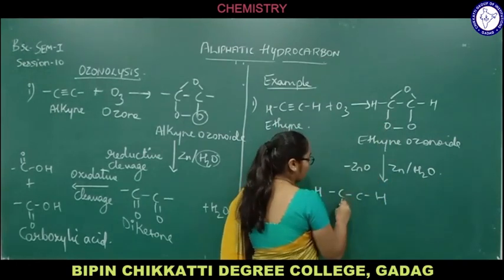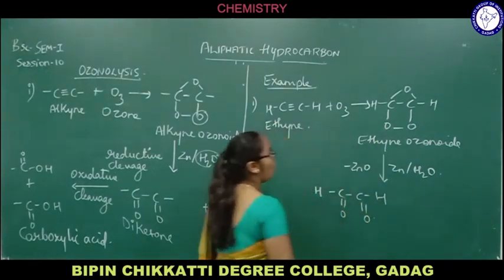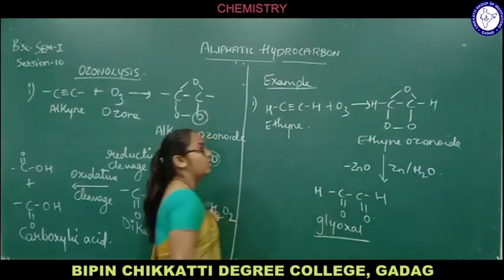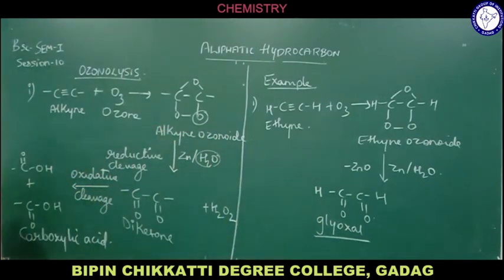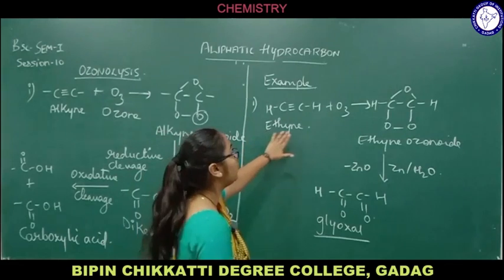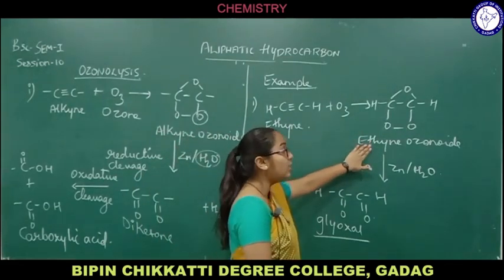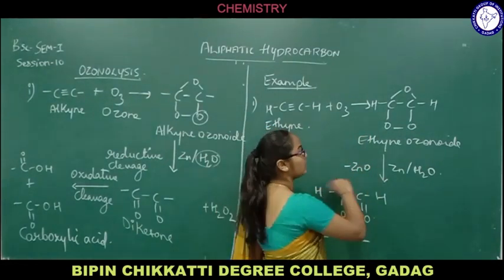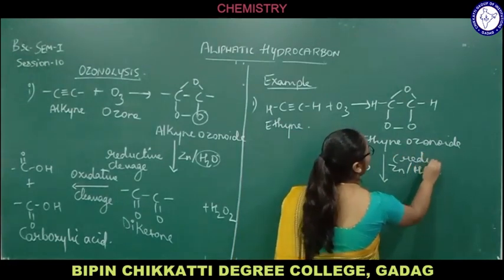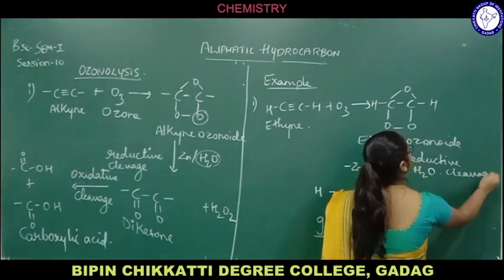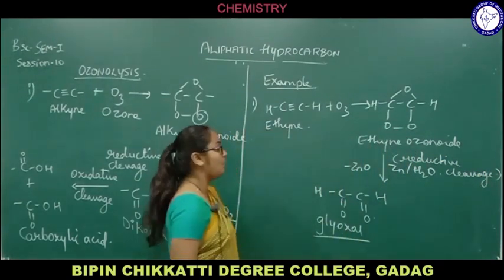the 2 oxygen will combine with these 2 carbon to form a product which is called glyoxal. So this is the name of the product, which is nothing but glyoxal. Okay. So what is happening over here? The acetylene or ethine, when it is treated with the ozone, will form ethine ozonoid. This ethine ozonoid, on further undergoing reductive cleavage, this is nothing but called reductive cleavage in presence of zinc or water molecule to form a glyoxal.